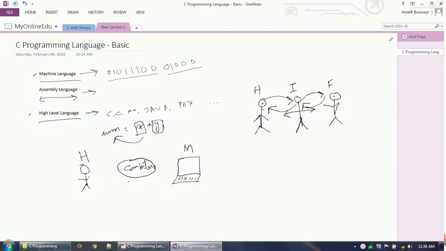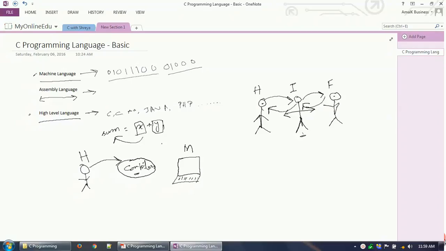So the same thing happens in a computer. Basically this interpreter, this middleman, is what is called a compiler, or some programming languages use interpreters instead of compilers. We'll talk about compilers here a little bit. Whenever you write a program, you give it to a compiler. Basically a compiler is nothing but another program, which is written by that particular programming language's developers.